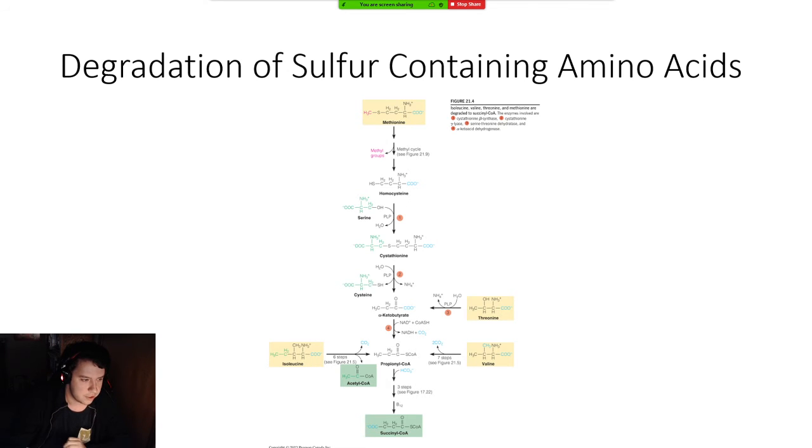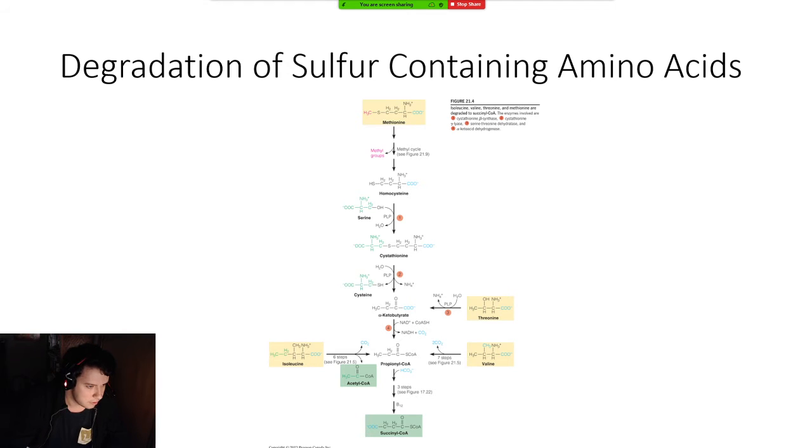I'm not going to go over the degradation of sulfur containing amino acids too much. It's very similar to what we just talked about, going from this methionine down to cysteine and alpha ketoglutarate. And then just after that, we reduce it. And then there's a few more little steps here that the book doesn't really talk about. It just says it happens. And we end up with succinyl-CoA. And that's how it's broken down.